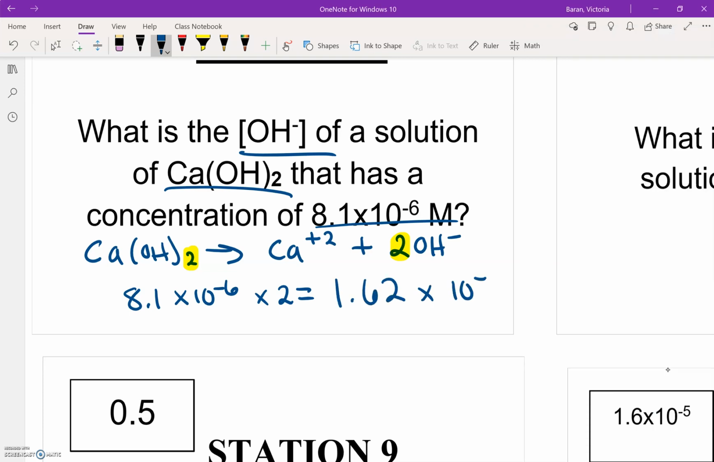I just write it as times 10 to the negative 5th. If you wrote it as 1.62 E negative 5, both of these would be acceptable answers. I'm just very much used to writing it in this format here.